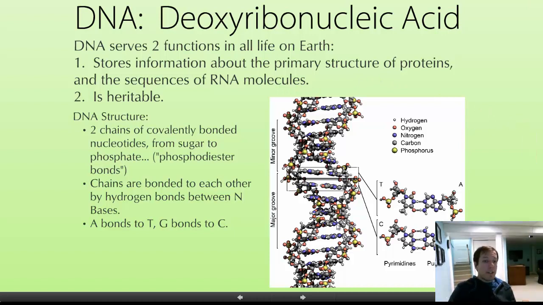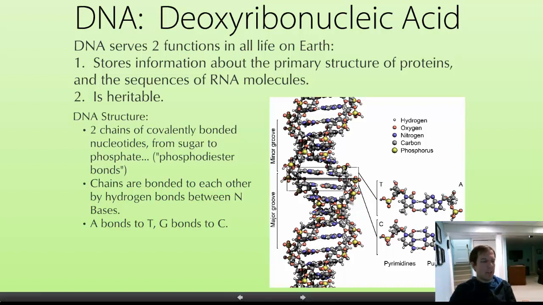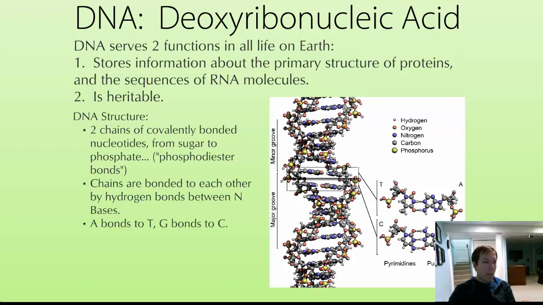Now when we look at the structure, you can see that there are two chains, and those two chains are coiled around each other. Within a single chain, they're covalently bonded to each other. It's known as a phosphodiester bond. It's a covalent bond, know that. So that's what holds the sugar and the phosphates to each other.